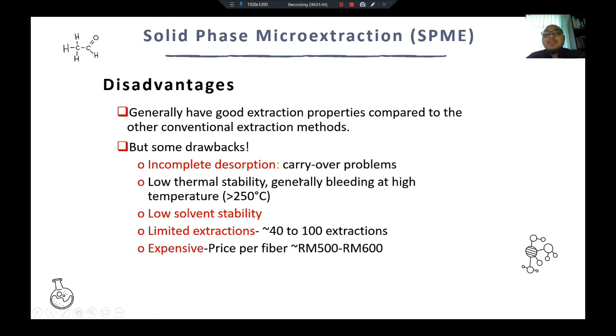Okay, low thermal stability, generally bleeding at high temperature. Ingat, nanti you akan belajar dekat GC juga. Okay, dekat GC, the problem with that, the coating dia ni ada limited temperature stability. Okay, you tak boleh guna high temperature, dia akan rosakkan coating, dia akan rosakkan fiber. Okay, and then it has the low solvent stability. Bukan sebarang solvent je you boleh guna immerse that particular solvent.